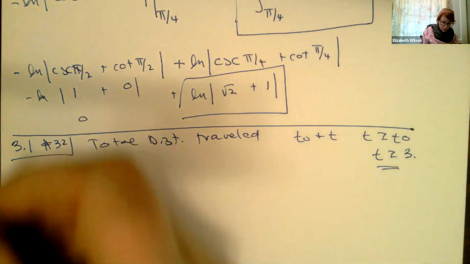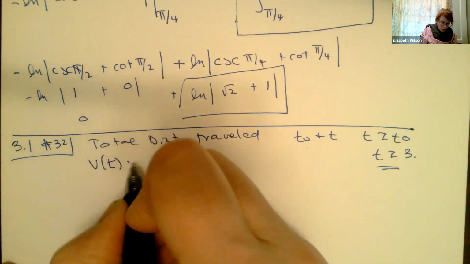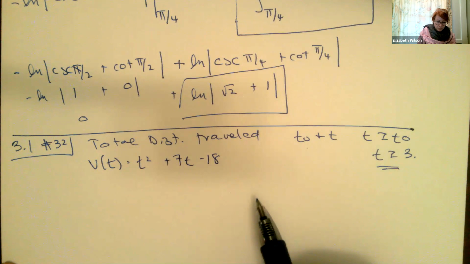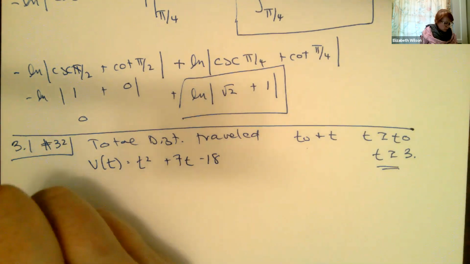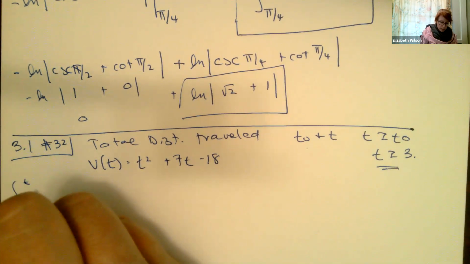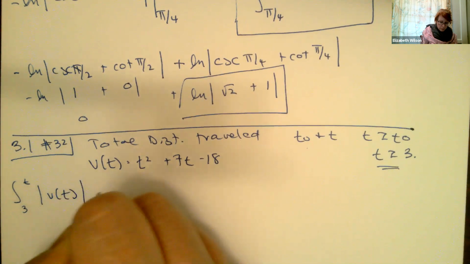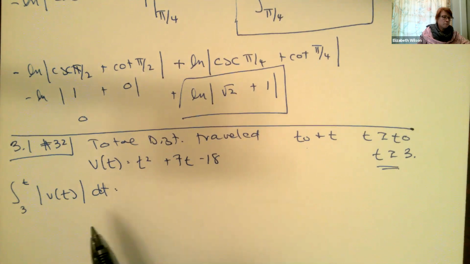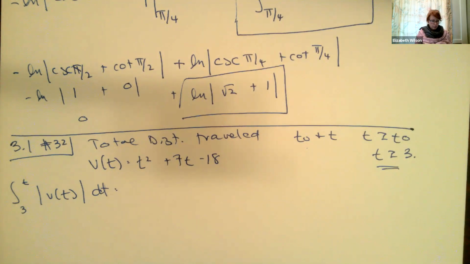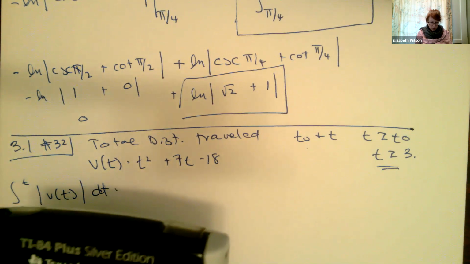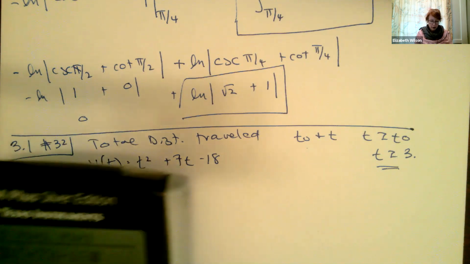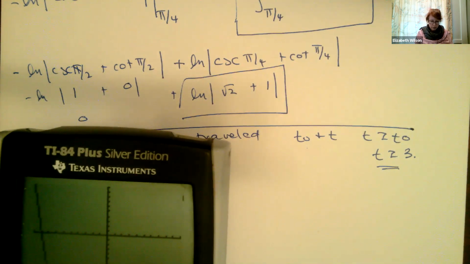They give us our velocity, which is t squared plus 7t minus 18. So for the total distance traveled, we're going to go from 3 to t. I have to take the absolute value of my velocity. This is a straight line, and this is my parabola, so I can actually graph this. I graph it, and it looks like this. It looks like I have a sign change.